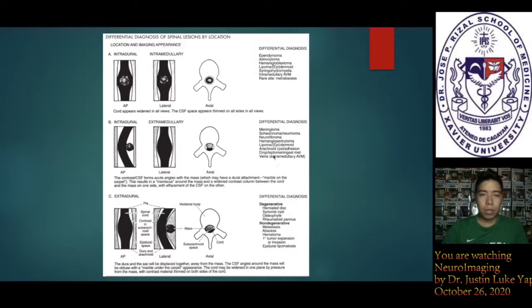Then for tumors, similar to the head and neck spaces, knowing the location or the specific part of the spinal lesion that is involved will narrow down our differential diagnosis. Basically, it can be divided into three categories. First is your intradural intramedullary. Next is your intradural extramedullary. And C is your extradural.